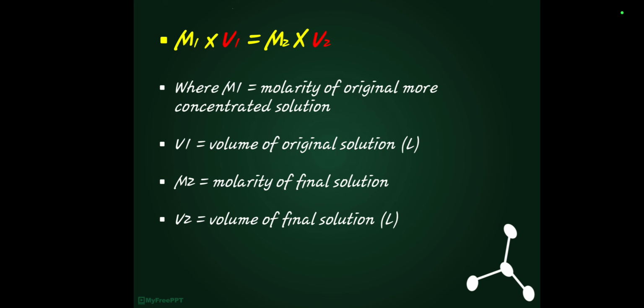Okay, to explain more in the formula, M1 multiplied by V1 equals M2 multiplied by V2, where M1 is the molarity of the original or more concentrated solution. Take note, molarity 1 is the original or concentrated solution, while volume 1 is the volume of the original solution, while M2 is the molarity of the final solution, while volume 2 is the volume of the final solution.